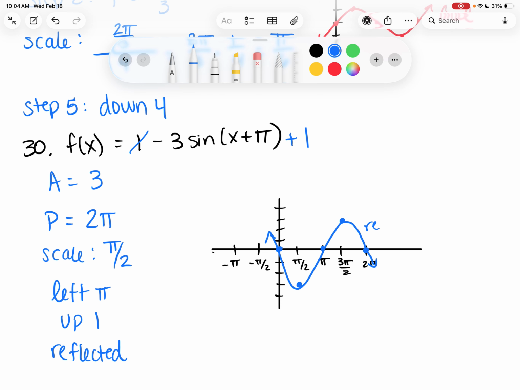So again, this is my reflected one. Okay, I did not draw the original. If you wanted to draw the original, you could. So now, I've already taken care of that part. So now I just need to do the shift left pi up 1. So every point's going left 2 spots and up 1. Left 2, up 1. Left 2, up 1. Left 2, up 1. And left 2, up 1.